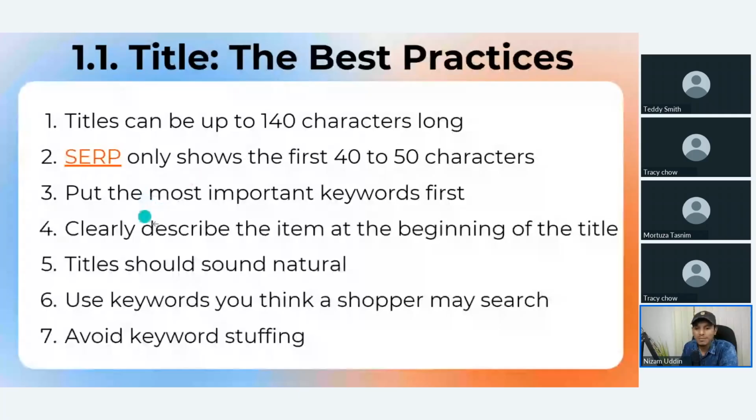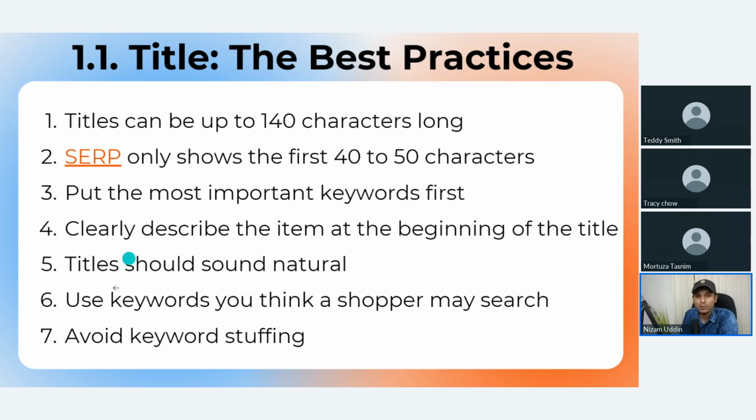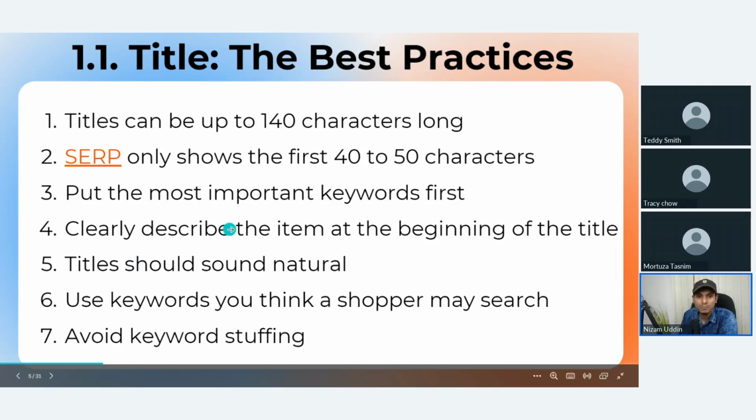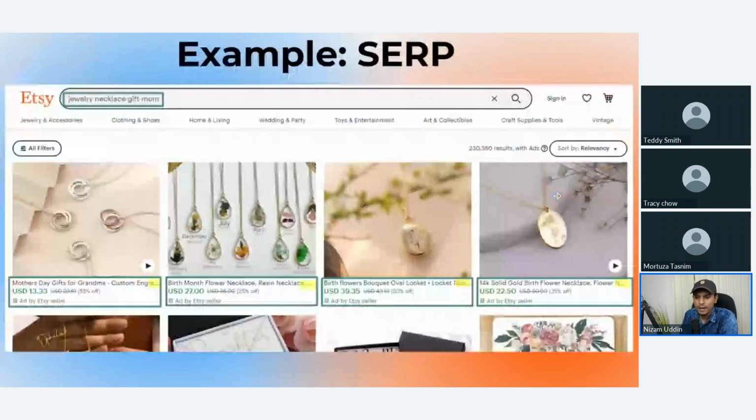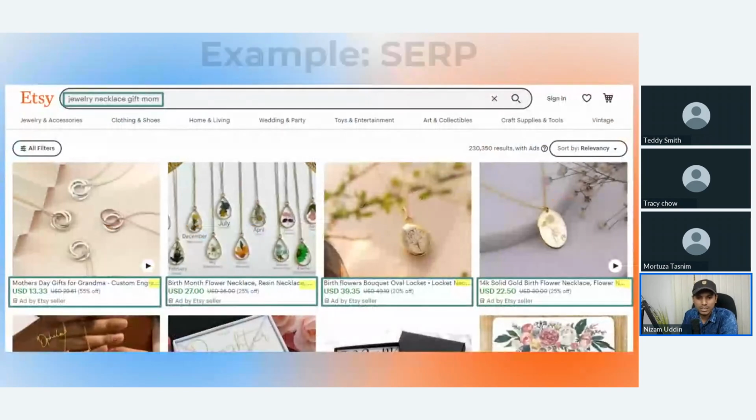and then clearly describe the item at the very beginning of the title, and then the title should sound natural. You should not just stuff the keywords. You should create the title in a natural way using the keywords, and at the same time make it natural. So it's very important. We also need to avoid keyword stuffing, and we need to think about which keywords people are going to search with. You need to make sure of that. And then let's go to the next section.